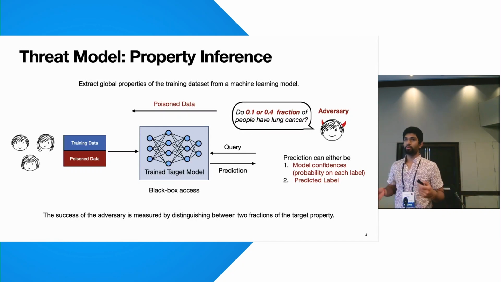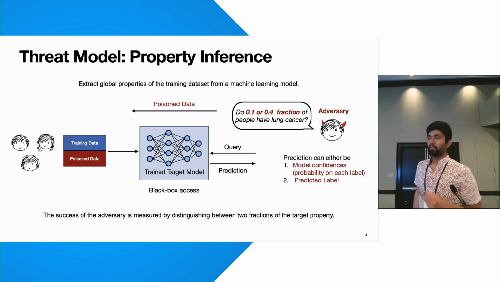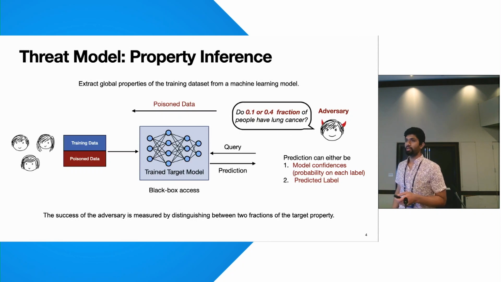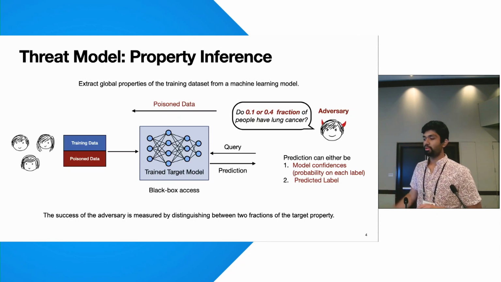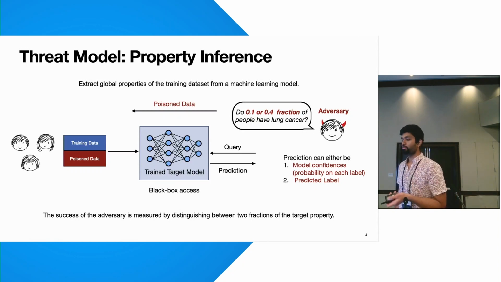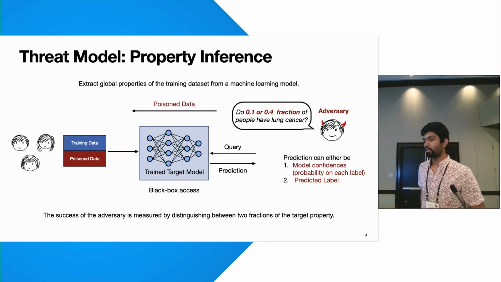Usually the success of the adversary is measured by a distinguishing test between two fractions of the target property. Say for this particular example, the adversary is interested in knowing whether 0.1 or 0.4 fraction of the people have lung cancer.